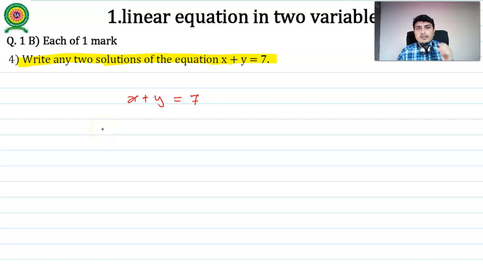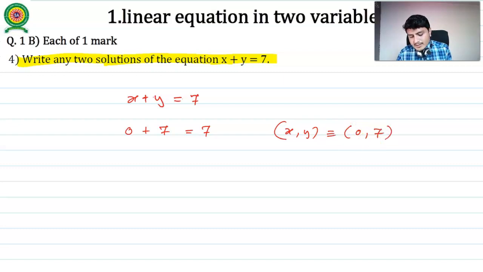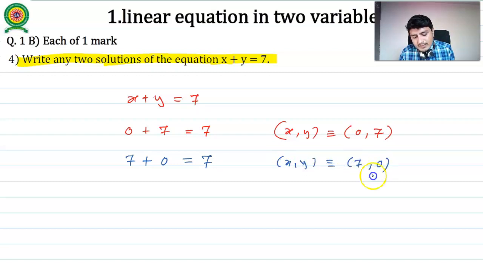Once we assume that the value of x is 0 and y is 7, then 0 plus 7 equals 7. So one solution is x comma y equals 0 comma 7. Now you may replace x by 7 and y by 0. Our target is to find two numbers whose addition equals 7. So 7 plus 0 equals 7, and the other solution is x equals 7 and y equals 0.